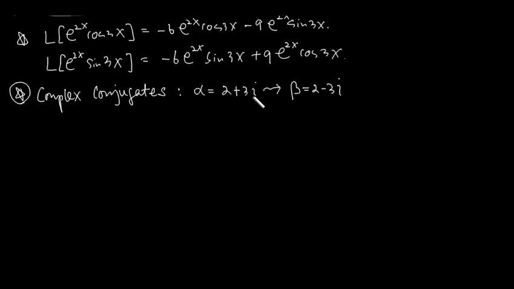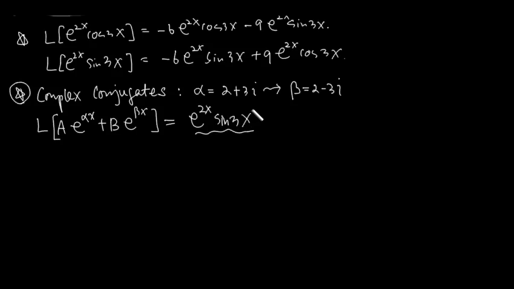And if you look at the polar form of these two things, they have exactly the same component except a slightly different sign. So take a linear combination of these two, for example, a times e to the alpha x plus b times e to the beta x. If you try that, there must be complex numbers a and b that match any form you want. For example, what we want here is e to the 2x times sine 3x.